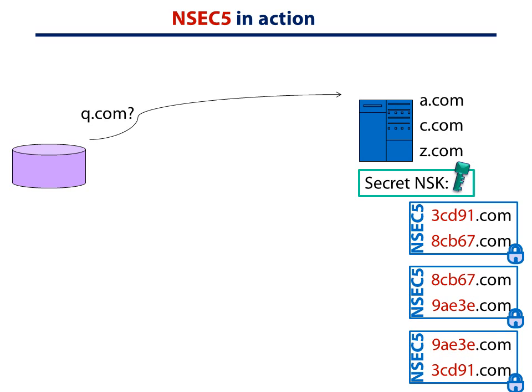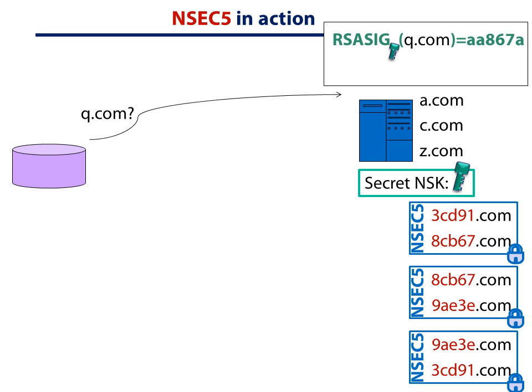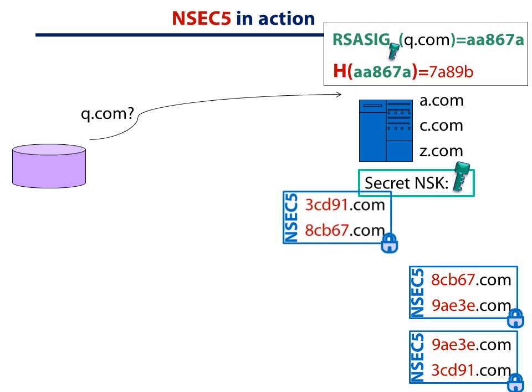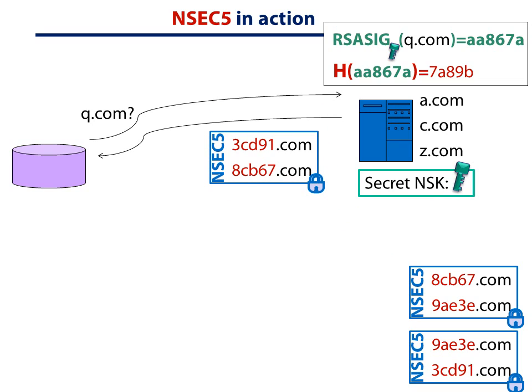Now when a query comes in, here's a query for q.com, which is not present in the zone. Our name server has to figure out which NSEC5 record it's going to give back to the resolver. The first thing it's going to do is take the query and compute the so-called hash of this query. So the first thing he's going to do is compute the RSA signature on the query. That'll give him this value here. Then he's going to hash that value, so we'll get this hash value starting in 7. And then he's going to return the correct NSEC5 record. This is, again, the usual thing that we do. We look for the record that has 2 values that surround the value of the hash here. So 7 comes between 3 and 8, and so this is the matching NSEC5 record for the output of this hash function.